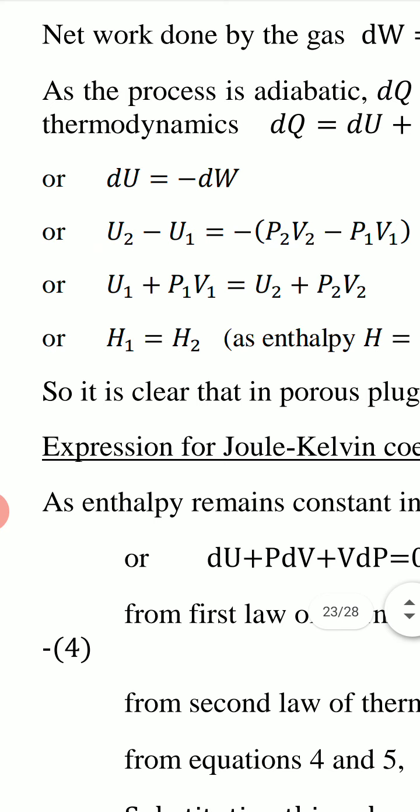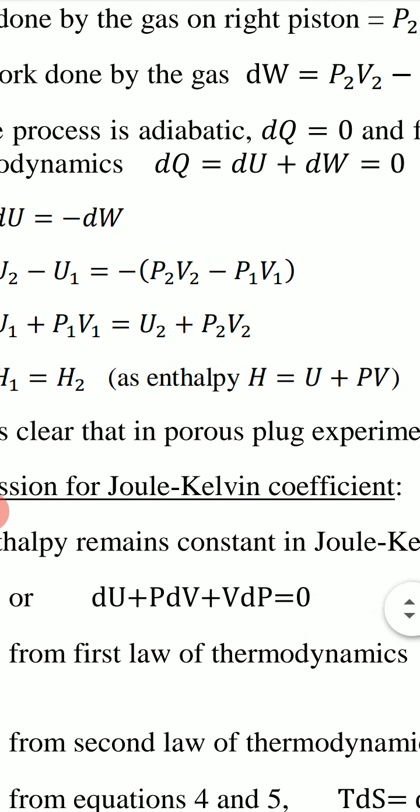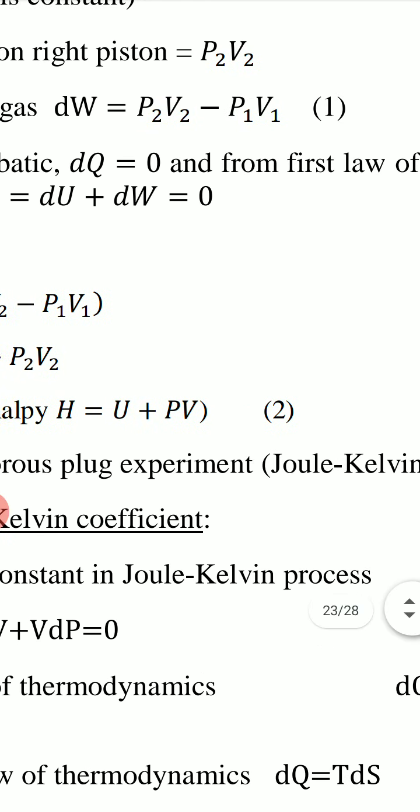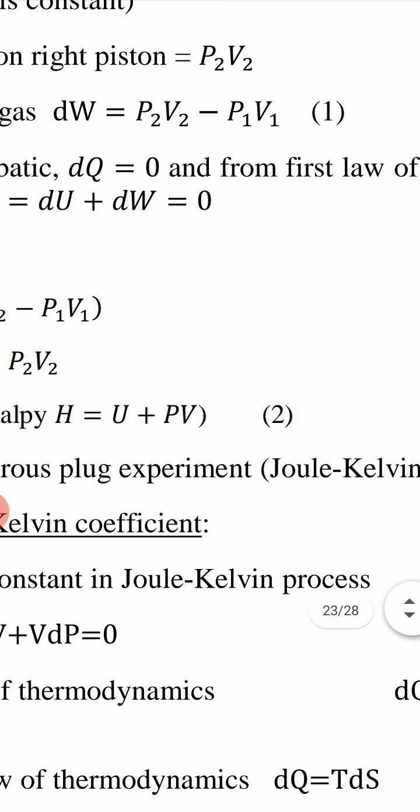dU is the change in internal energy. It is U2 minus U1, final internal energy minus initial internal energy. So dU, change in U, is U2 minus U1, equal to minus dW. Put the value of dW, which is P2V2 minus P1V1, from equation 1.